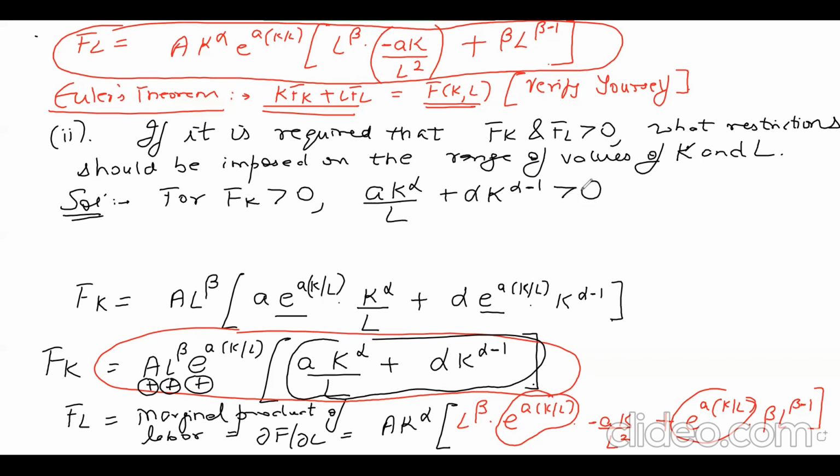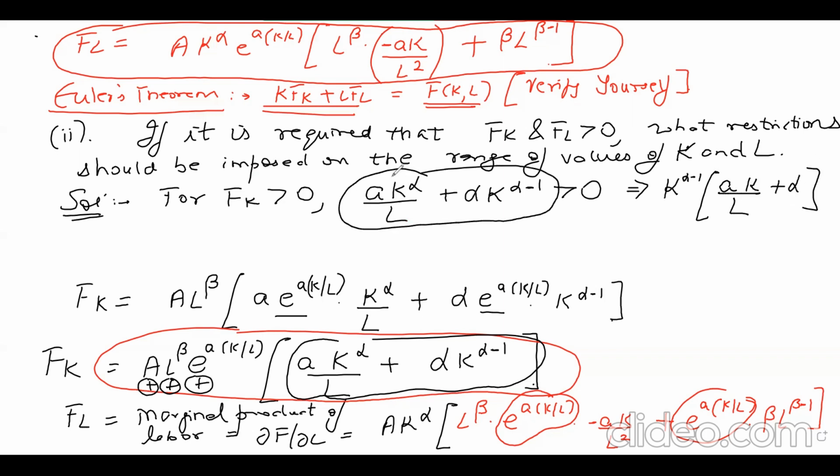Okay, and if I take something common, let me take k to the power alpha minus 1 common. So this implies k to the power alpha minus 1 times I get a k by L plus alpha. Within this expression, I've taken k to the power alpha minus 1 common. So inside I get ak by L plus alpha.